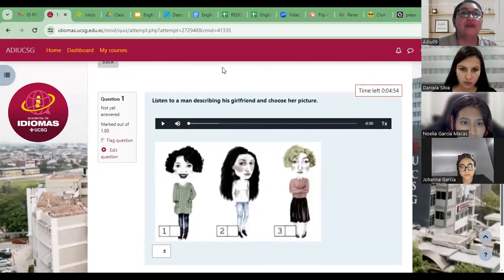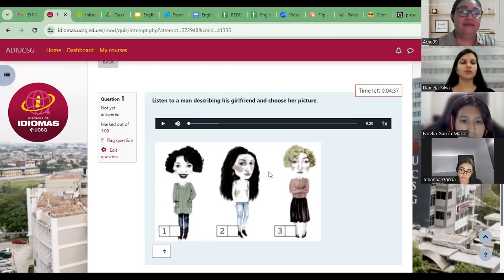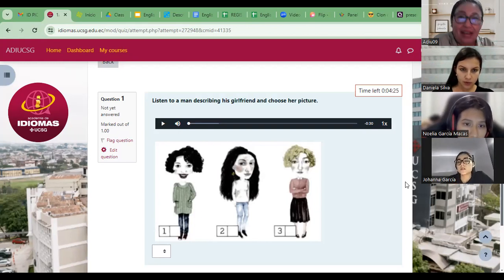So talking about descriptions, okay? We are going to listen to a man describing his girlfriend, but we have 3 different ladies, number 1, number 2, and number 3. So how can you describe them physically? How do they look like? What about the first one, Noelia? If you get to describe her physically. The first one has short curly hair, light skin. She has clothes.